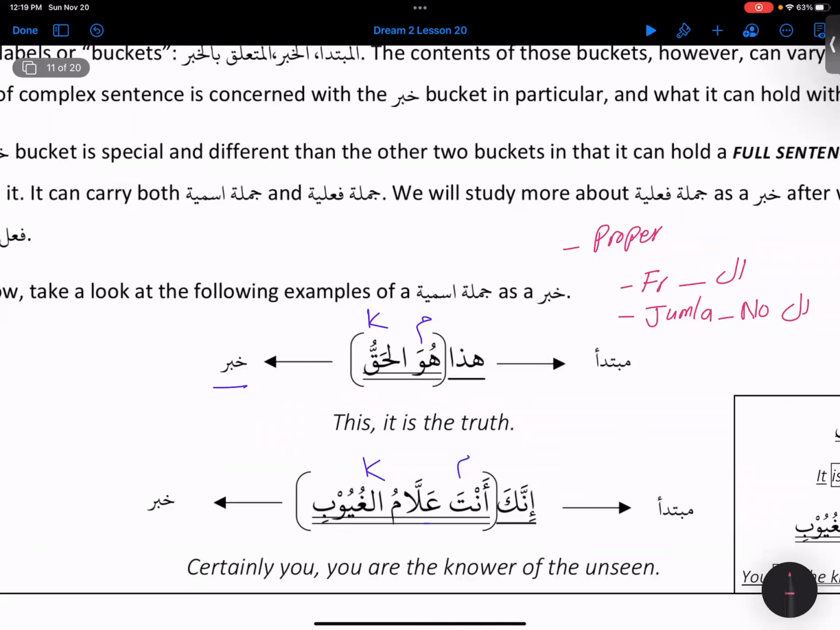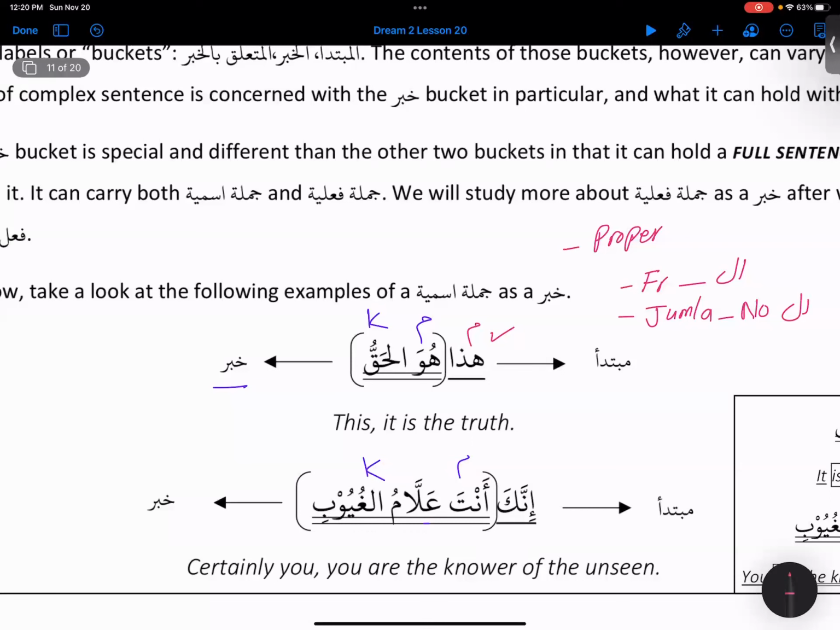So now, haza, do you see al after haza? No. That means this haza is my mubtada. And then it says, huwa al-haqqu. What is huwa over here? What do we know about huwa? Very good, independent pronoun, and they are always marfu'. We can label them as mubtada. So we have mubtada, and al-haqqu is the khabar over here. So this huwa al-haqqu is a complete jumla ismiya coming as the khabar of this haza.